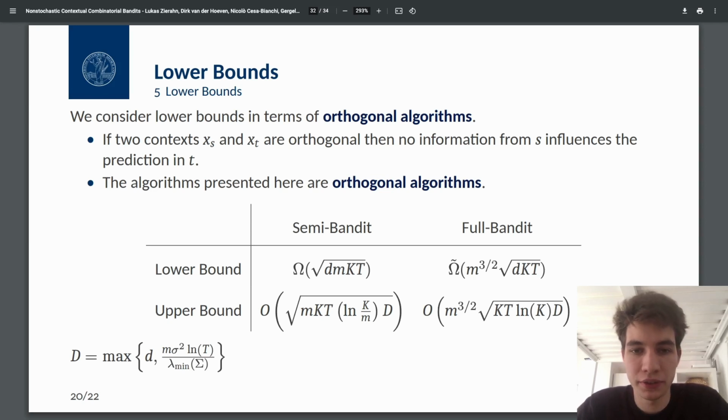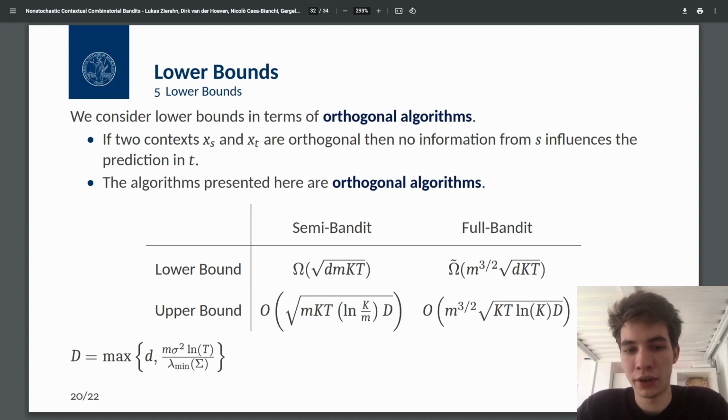We are also presenting lower bounds in the paper. We are considering lower bounds in terms of orthogonal algorithms. Colloquially speaking, if two contexts, x_t and x_s, are orthogonal, then we cannot use any information from round s in round t. So if you imagine basis vectors as context, then it's quite obvious that if the basis vectors are orthogonal, then you cannot use any information from that previous round in your current prediction. And the algorithms presented here are orthogonal algorithms. And the lower bounds are then going to be given here below.